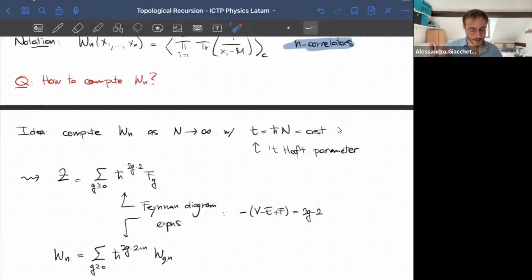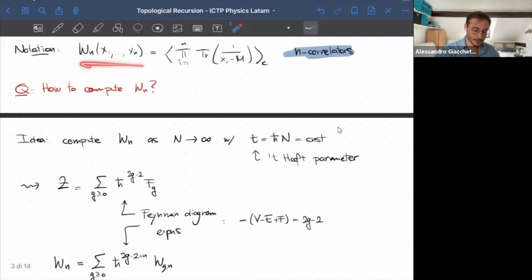Okay, but the upshot here is that we want to compute the partition function and these correlators, and in this large n limit, we end up with just a bunch of complex numbers and a bunch of functions of x1, ..., xn labeled by this G, n. And again, the problem is still the same. How do we compute this?